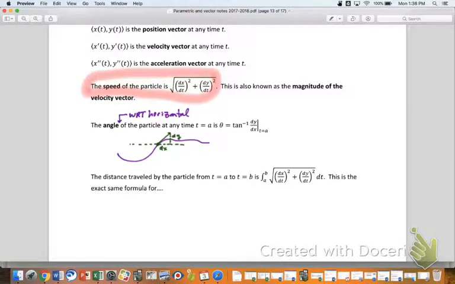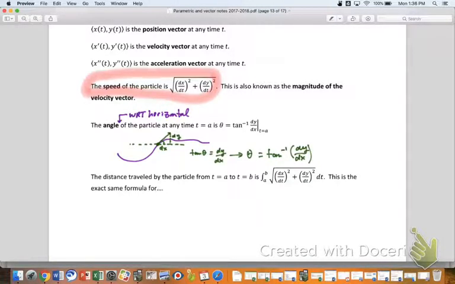Then the angle in here, which we could call theta, if you think about it, the tangent of that angle equals dy over dx. Therefore, if you take the inverse tangent of both sides, you get theta equals the inverse tangent of dy/dx. So again, that's the angle with respect to a horizontal relationship there. So that'll come into play.